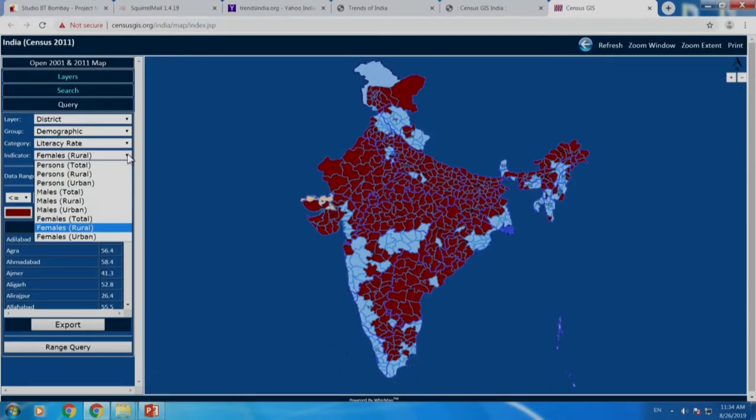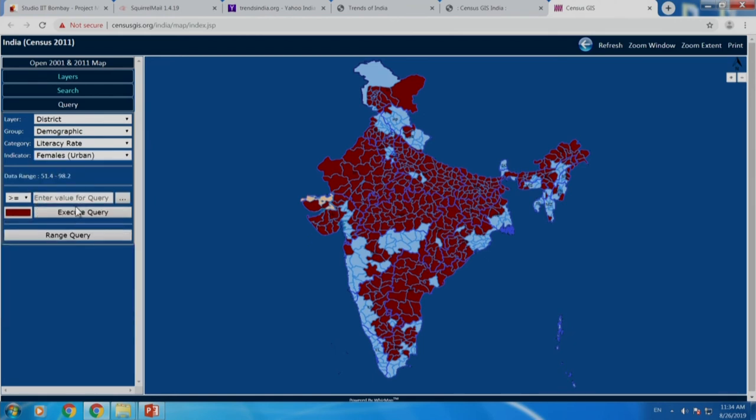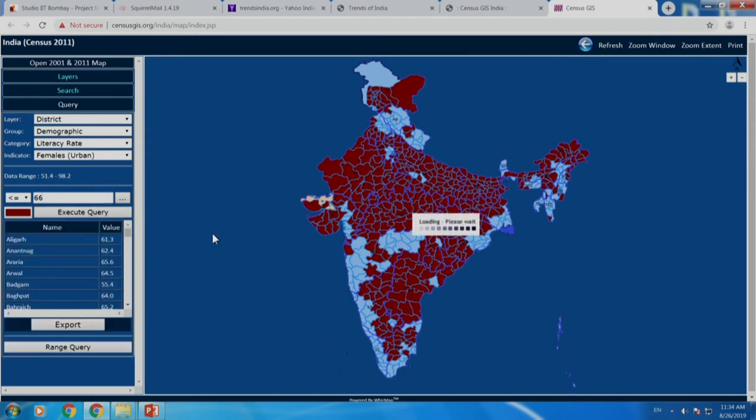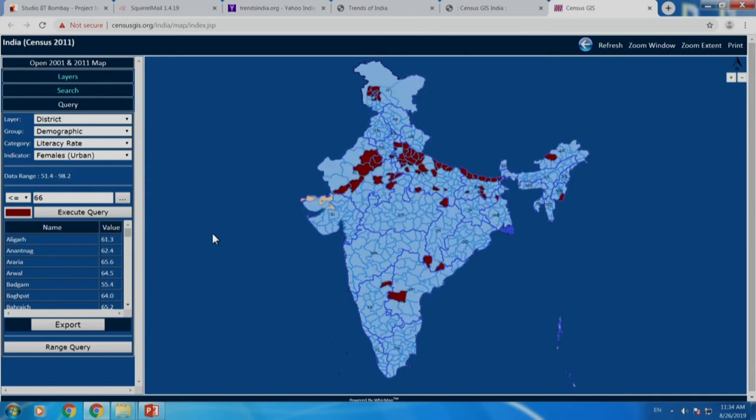Let us ask what happens to urban areas. We ask the same question. So we go to urban and we say urban females less than 66%. Where are they? We go to less than 66% and ask ourselves, hardly any places. So, urban women are much better off than rural women.